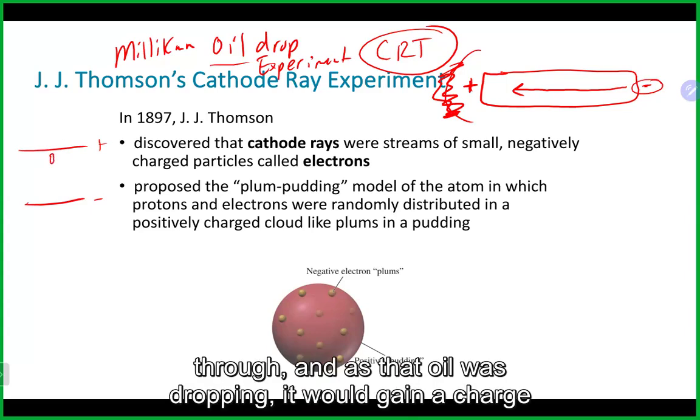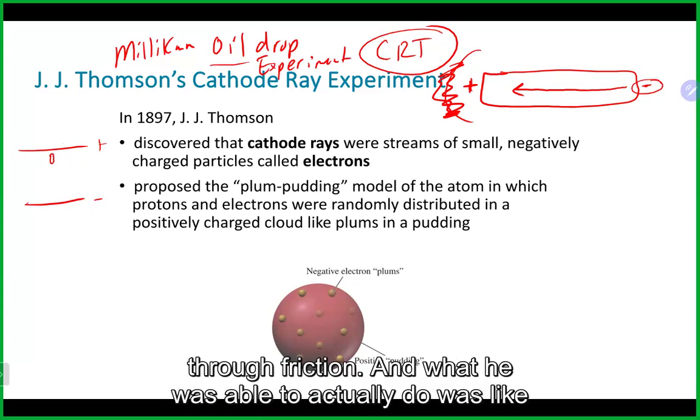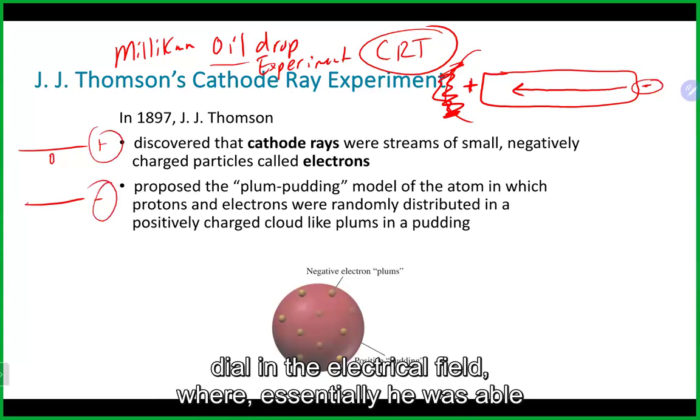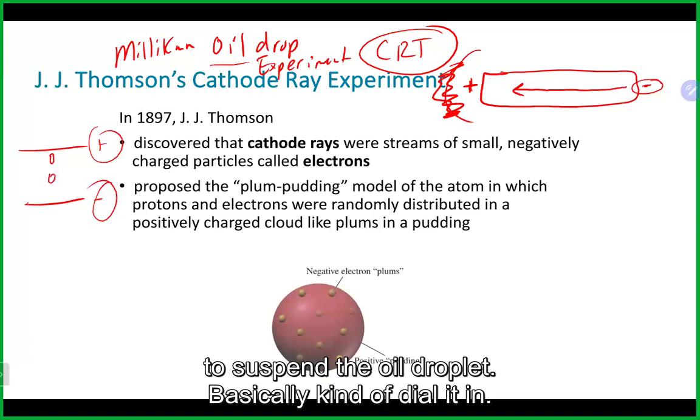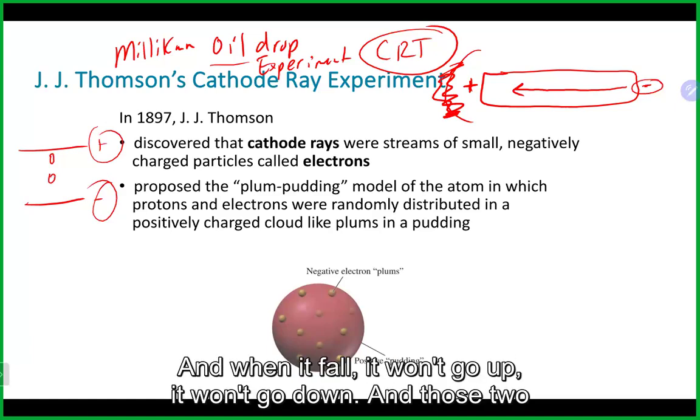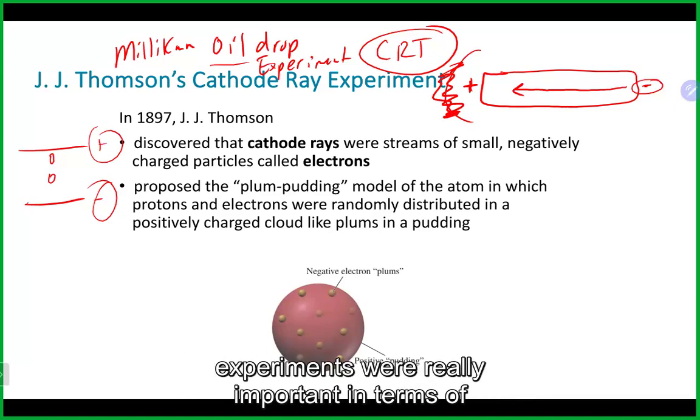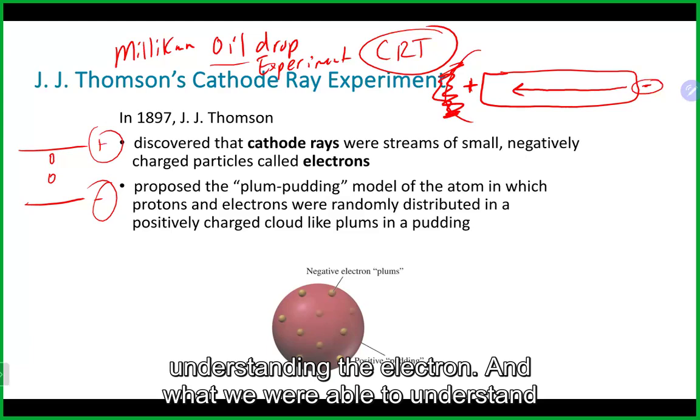As that oil was dropping, it would gain a charge through friction. And what he was able to do was dial in the electrical field so that he was able to suspend the oil droplet. It wouldn't fall, it wouldn't go up, it wouldn't go down. Those two experiments were really important in terms of understanding the electron.